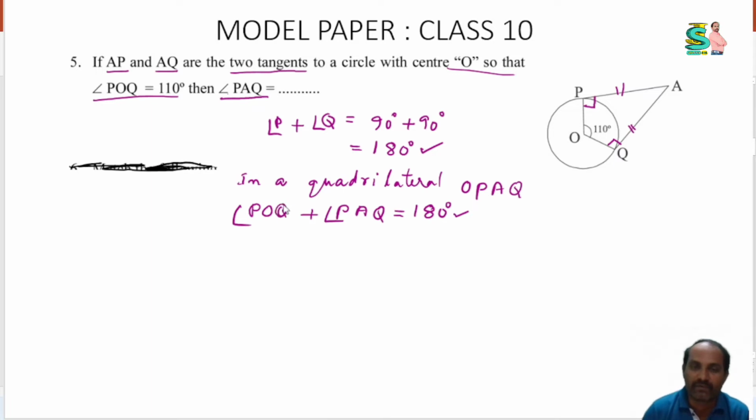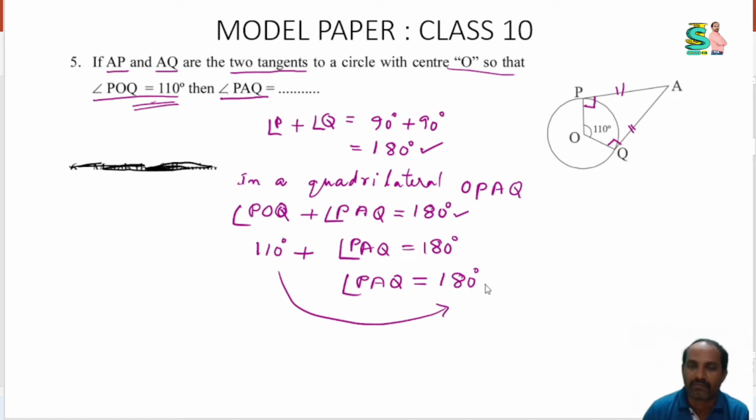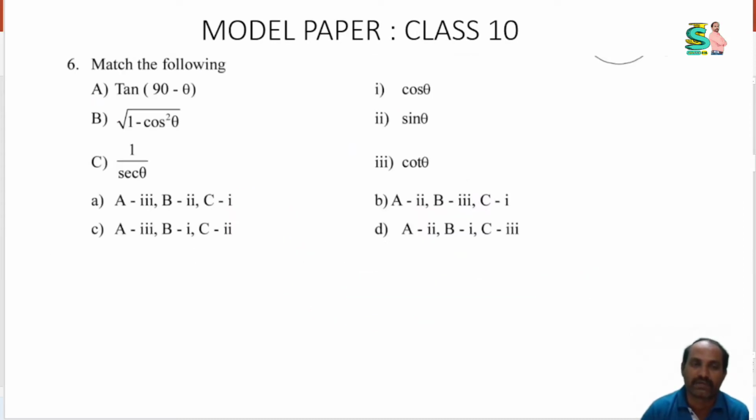So angle POQ is given as 110 degrees. So 110 degrees plus angle PAQ is equal to 180 degrees. Now angle PAQ is equal to, by transposing, 180 degrees minus 110 degrees. 180 minus 110 is equal to 70. So our answer is 70 degrees. Is it understood?